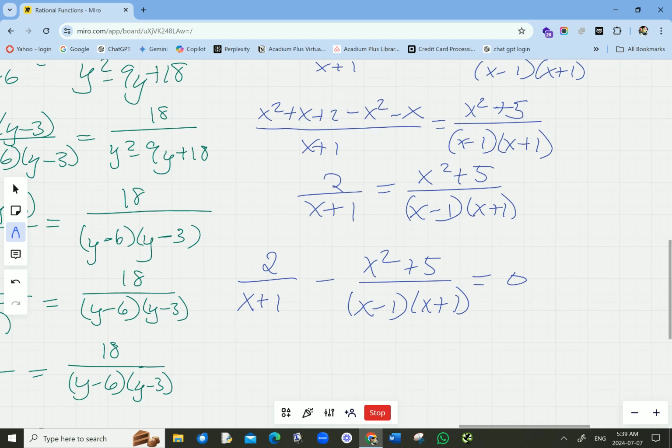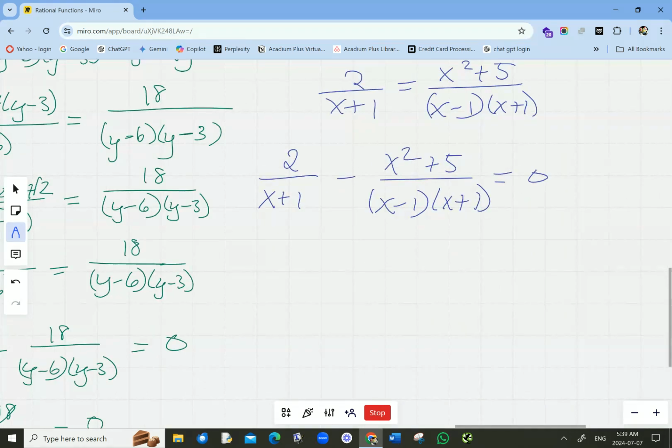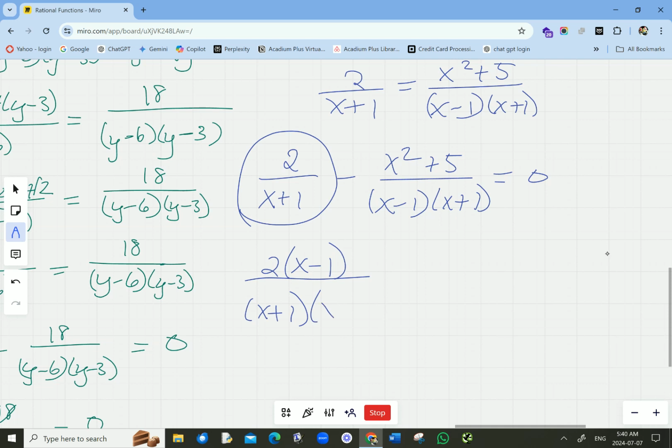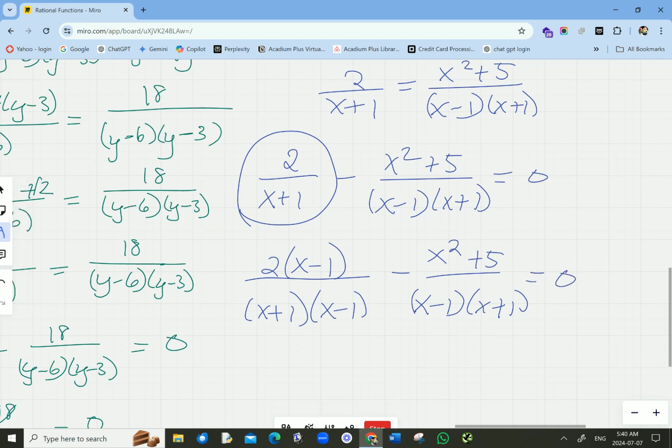So again, we need to put everything over a common denominator before we can subtract. The factor for the first term that is missing in the denominator is x minus 1. So we need to multiply the numerator and denominator of the first rational function by x minus 1. And then leave the second rational function as is. And all of that equals 0. So now we're able to subtract the numerators and simplify.